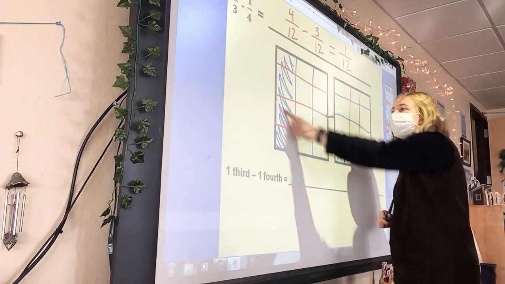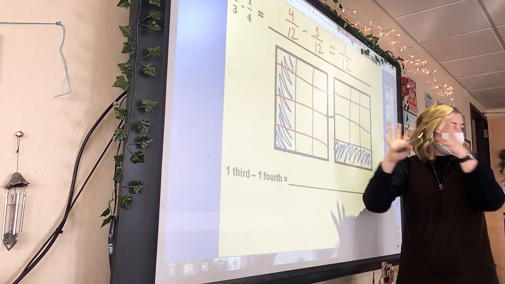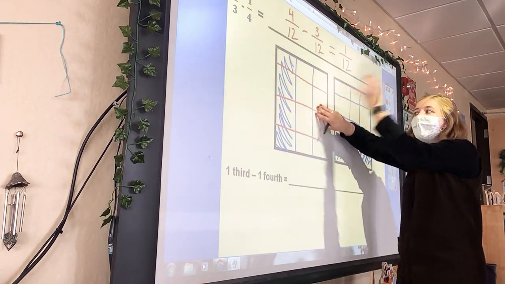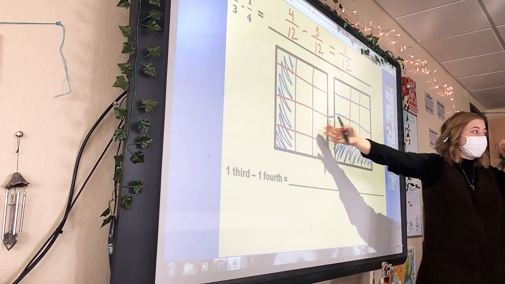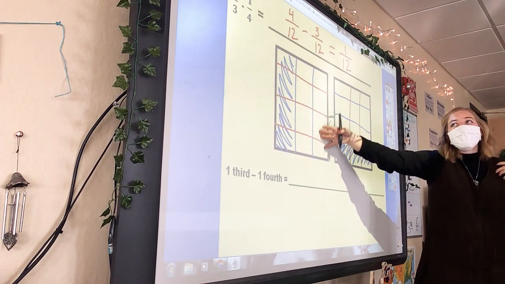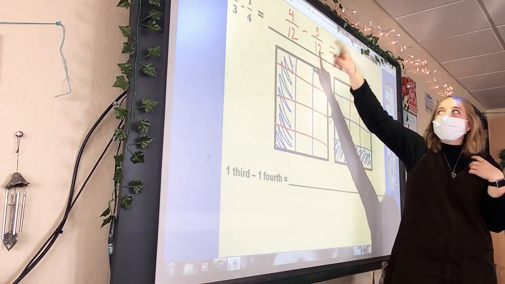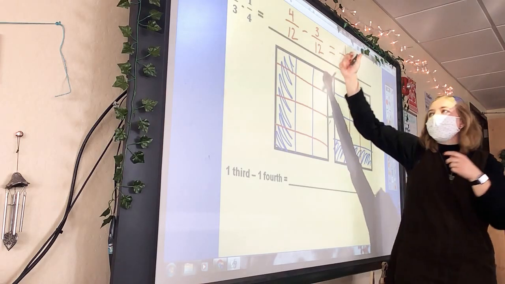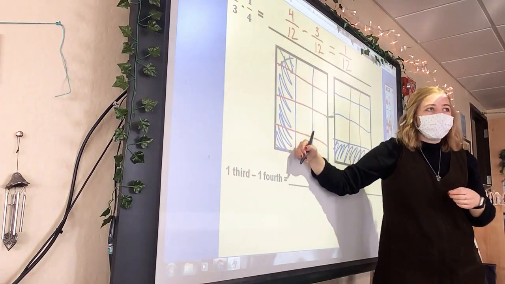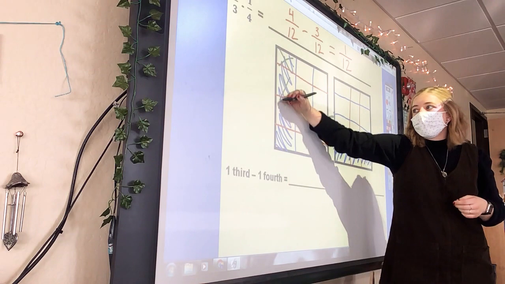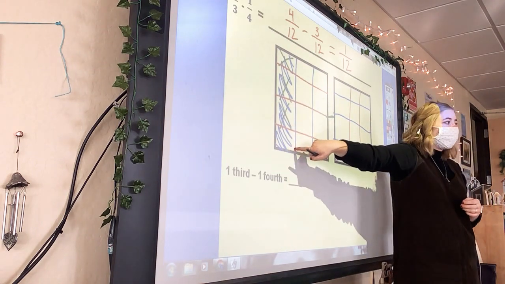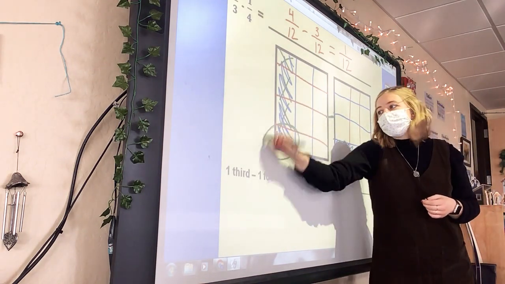I have 4/12, so all of my work is going to be done on this model, okay? I have 4/12. Is 4/12 shown right here? Yes. Okay, so I'm taking away 3/12 from that. So here's 1/12, 2/12, 3/12. What's left over? 1/12. And that's my answer.